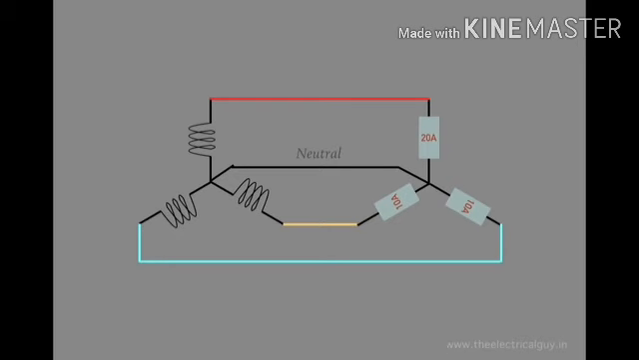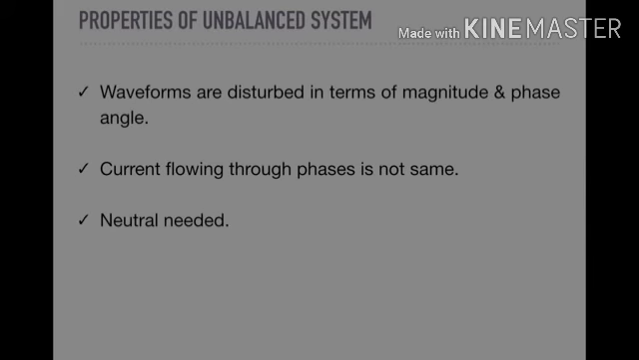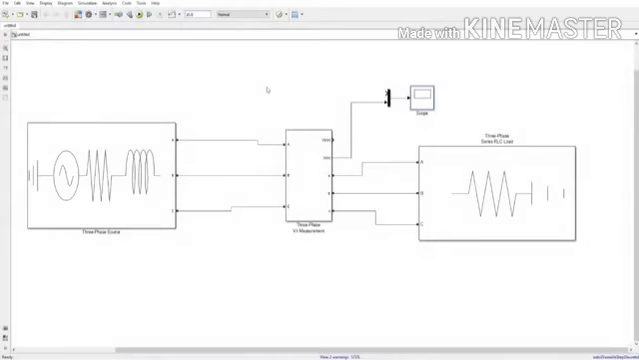Let's check out the properties of an unbalanced system. Waveforms are disturbed in terms of magnitude and phase angle. Current flowing through each phase is not the same. Neutral is needed. Power losses are more. Now let's find out whether whatever we have seen till now is correct or not, whether increasing load on any phase of a three-phase system will make the system unbalanced. We'll find that out in MATLAB.